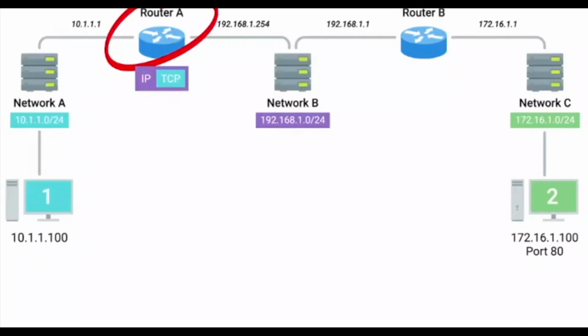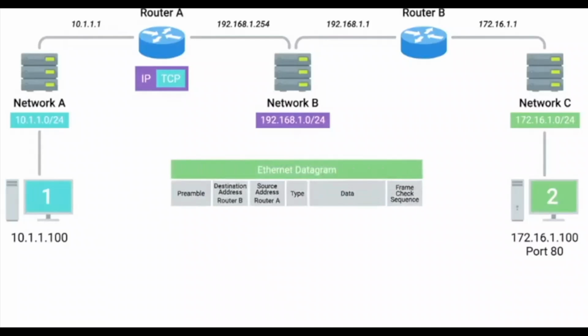Router A knows that it needs to get this datagram to router B, which has an IP address of 192.168.1.1. It looks at its ARP table and sees that it has an entry for 192.168.1.1. Now, router A can begin to construct an Ethernet frame with the MAC address of its interface on network B as the source and the MAC address of router B's interface on network B as the destination.